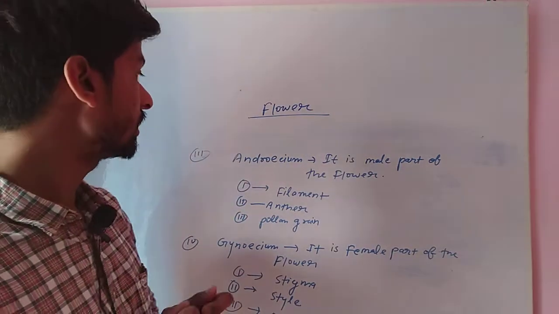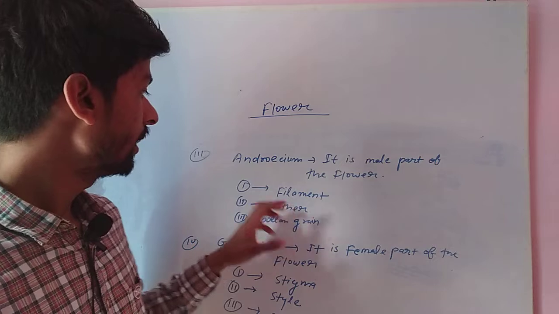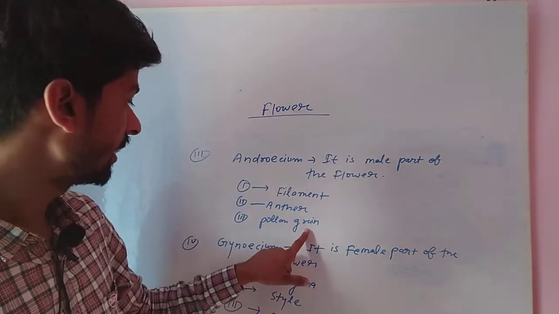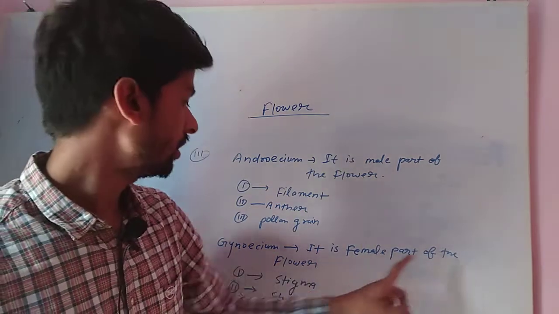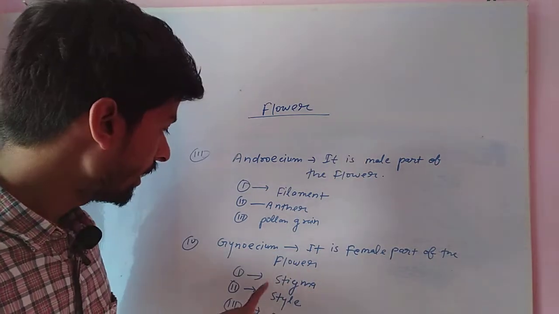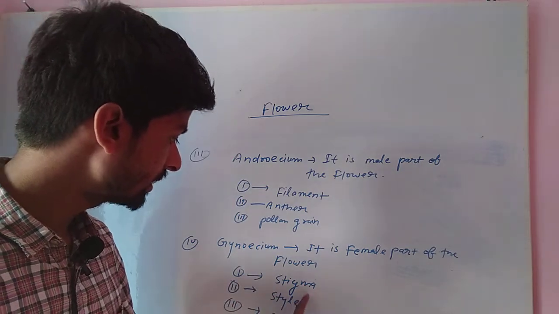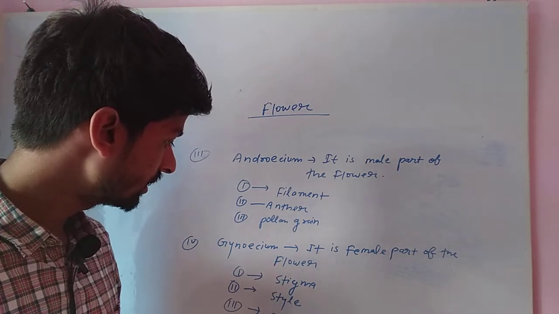So this is the third and the fourth, androecium. It is the male part of the flower, and it has three parts: the filament, anther, and pollen grain. And the fourth part is the gynoecium, the female part of the flower. There are three parts in the gynoecium. The first one is known as stigma, the second one is style, and the third is ovary.